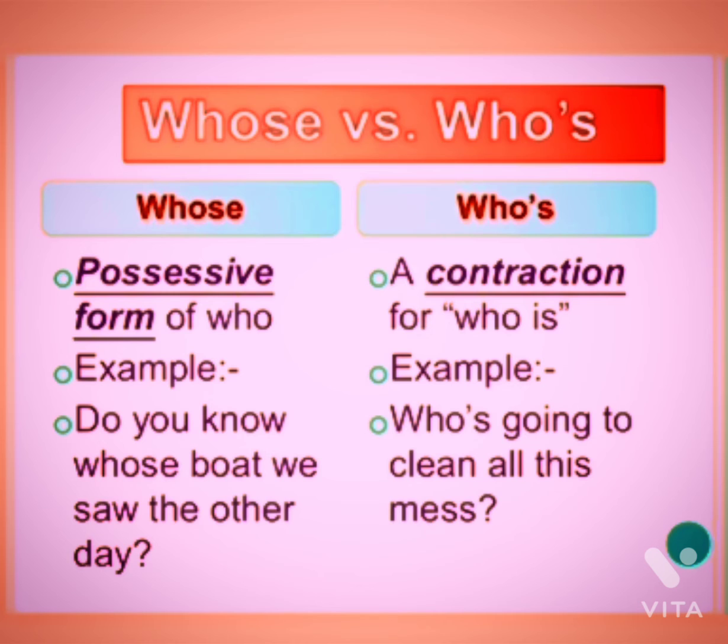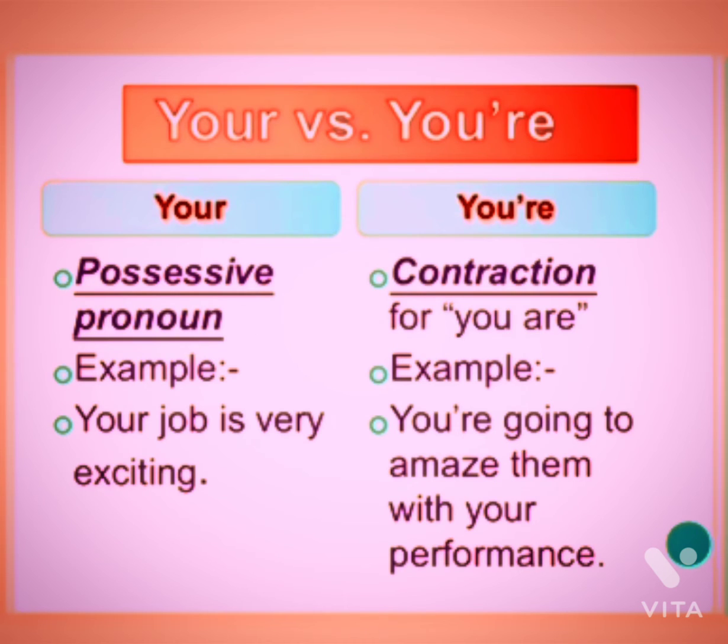Next is your and you're. Y-O-U-R, your, is a possessive pronoun. And how to use it? Your job is very exciting. And you're, Y-O-U apostrophe R-E, is a contraction for you are. And how to use it? You're going to amaze them with your performance. So that means you are going to amaze them with your performance.